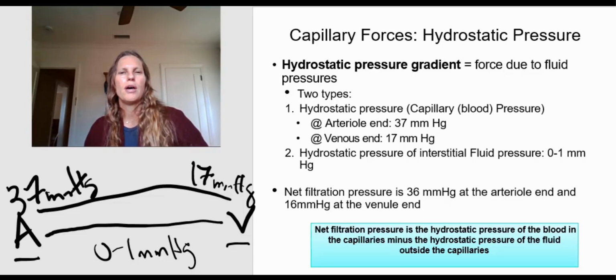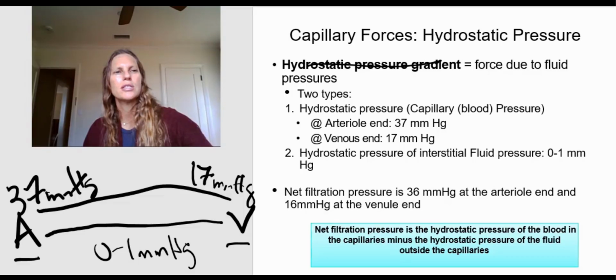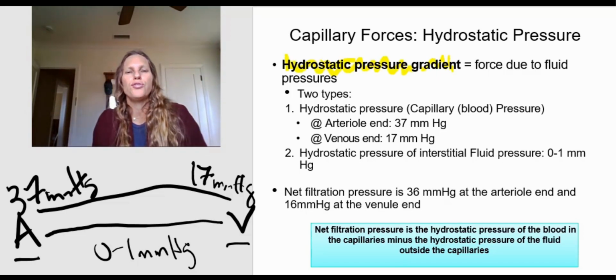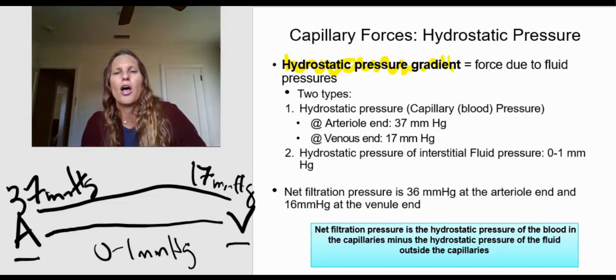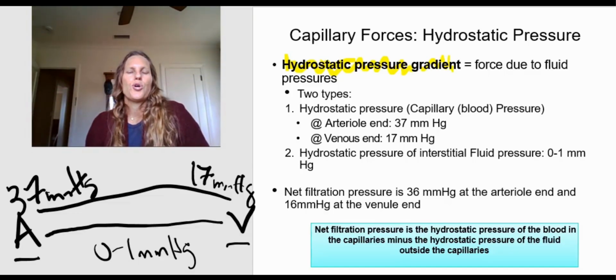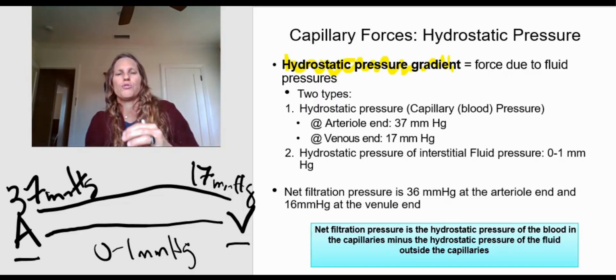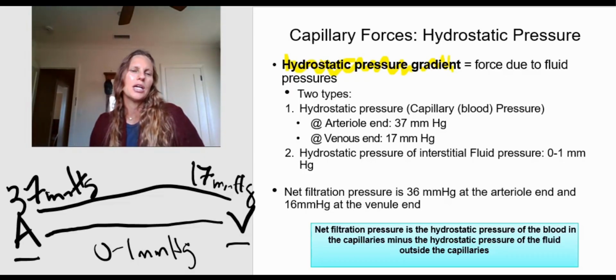Now, remember, the hydrostatic pressure gradients are a result of the force of the fluid in the tube that's being exerted on the tube. So we're basically measuring the blood pressure of the capillaries. And all blood pressure is the force that the blood is exerting on the walls of the tube. In this context, the tube is the capillary.